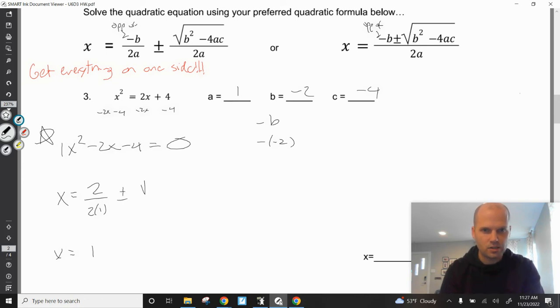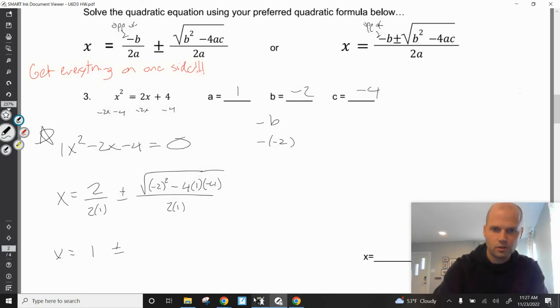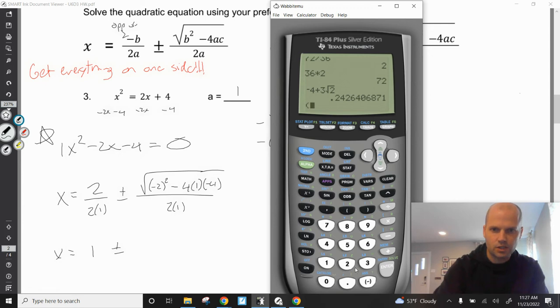I got plus or minus square root. Use parentheses because your calculator might tell you -2 squared is -4. That's wrong. -2 times -2 is +4. B squared minus 4 times A times C, all over 2 times A. That's just 2. Let's work inside our parentheses first. However you'd like to do this, just don't use the square root until the end. I like to do it all at once.